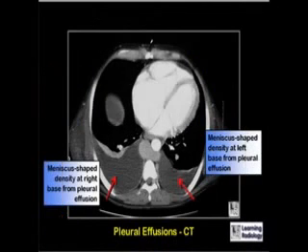Here's a CT scan of the chest which shows bilateral effusions. Again, they're meniscus in shape. They tend to have a lower density because they contain fluid, and there is compression atelectasis above the pleural effusion on the right side.